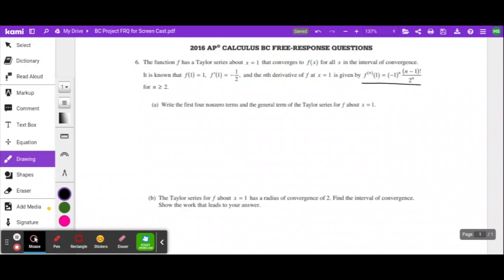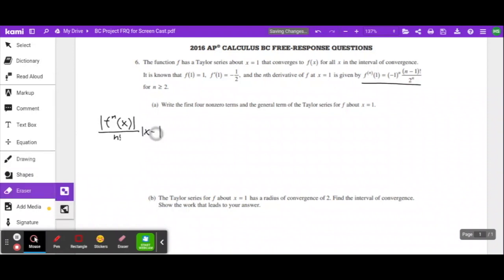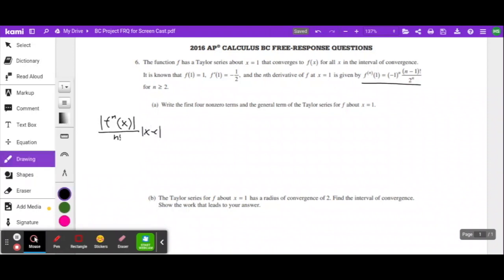Alright, part A. Write the first four non-zero terms and the general term of the Taylor series for f about x equals 1. First let's recall how to write a Taylor series. Remember it's f to the n of x over n factorial times x minus 1, or x minus the center, which in this case is 1.